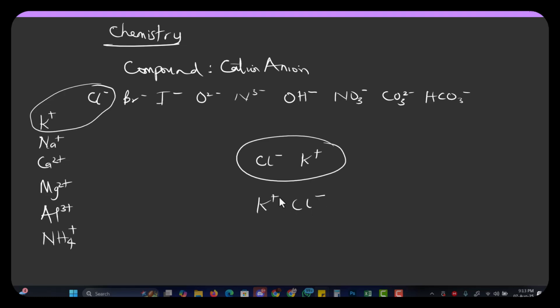Now, the numbers you're going to write, you take the numbers on top. The numbers, not the charge. Leave their charge, just take their number. This one has an invisible one, and this one has an invisible one. So the one here goes down here, and the one here goes down here. This is going to give you K1 Cl1, which is the same thing as KCl. We remove the one. You all got this. I'm just trying to refresh your memory.